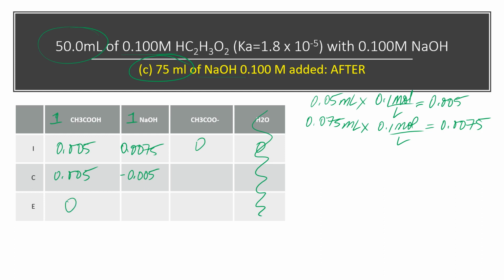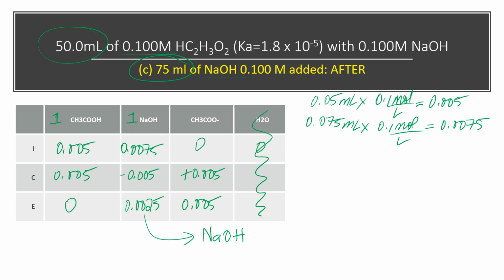Notice we're going to end up with 0 moles of acetic acid, and we're going to end up with 0.0025 mole of NaOH. This is in excess. We're also going to have some acetate ion because that gets formed in this whole process. We're going to have 0.005 mole of acetate ion. What we need to focus on here is our NaOH. This is the compound that's going to dictate the pH.